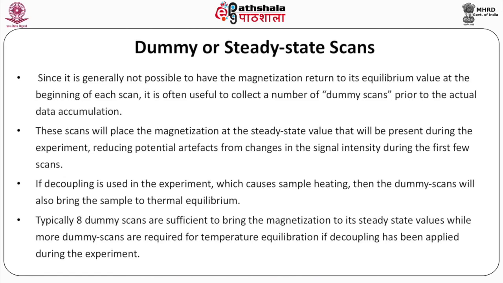If decoupling is used in the experiment, which causes sample heating, then the dummy scans will also bring the sample to thermal equilibrium. Typically, 8 dummy scans are sufficient to bring the magnetization to its steady state values, while more dummy scans are required for temperature equilibration if decoupling has been applied during the experiment.